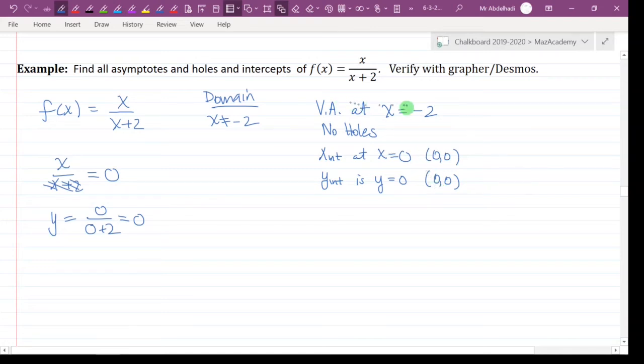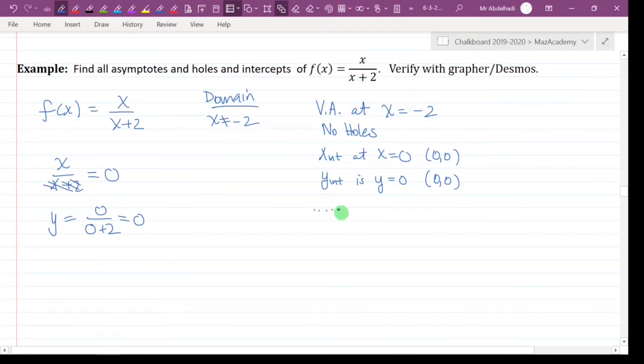It has a vertical asymptote at x equals -2. No holes. And does it have a horizontal asymptote? Is it top heavy, bottom heavy, or balanced? Well, it's got an x on the top and an x on the bottom. It's balanced. It's not higher power on the top or the bottom.